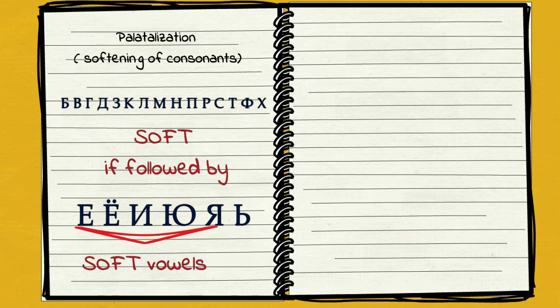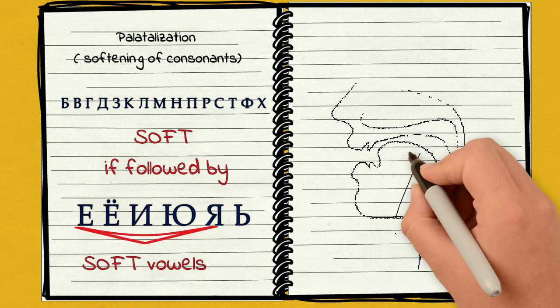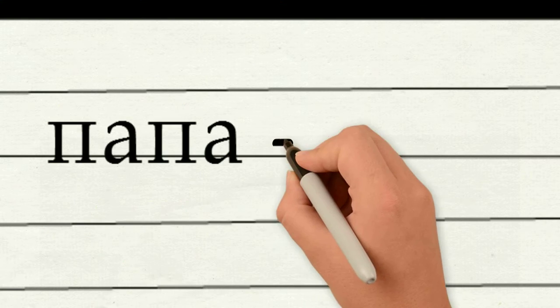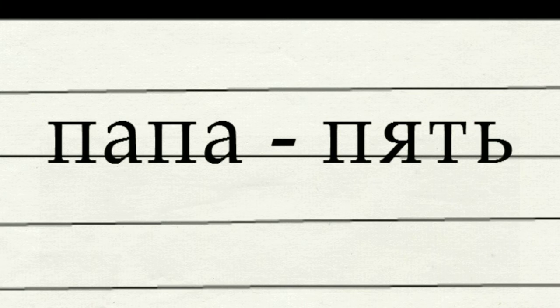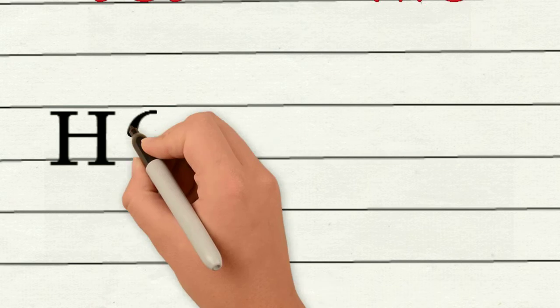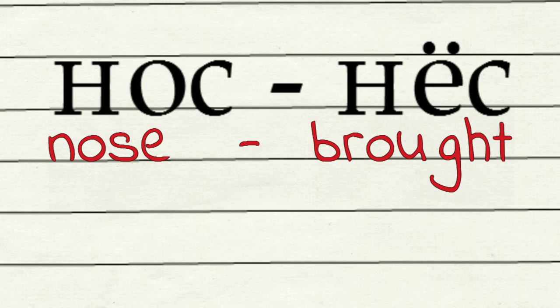The hard consonants usually sound similar to their English equivalent. In pronouncing a soft consonant, the back of the tongue is raised towards the hard palate. However, you should try to avoid pronouncing a separate y sound after soft consonants in Russian. For example, папа, пять. You pronounce it like p, пять, not separately. Нос, нёс. You pronounce it all together.